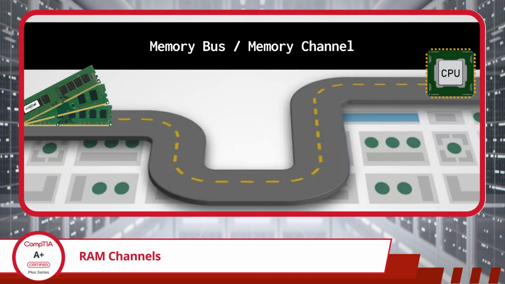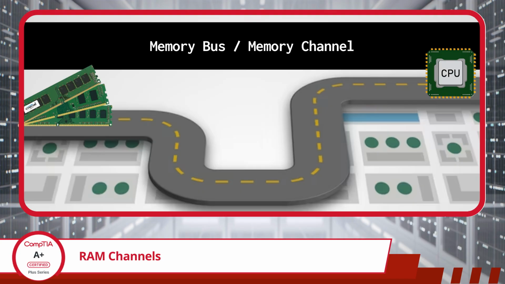Next, let's discuss the memory bus or memory channel between the CPU and the memory slots. This pathway determines how efficiently data can be transferred between the RAM and the CPU. Imagine your computer system as a bustling city, with the CPU acting as the central command center and the RAM as a storage facility. The memory bus or channel can be likened to a highway that connects and facilitates the smooth flow of traffic or data between the RAM and CPU.